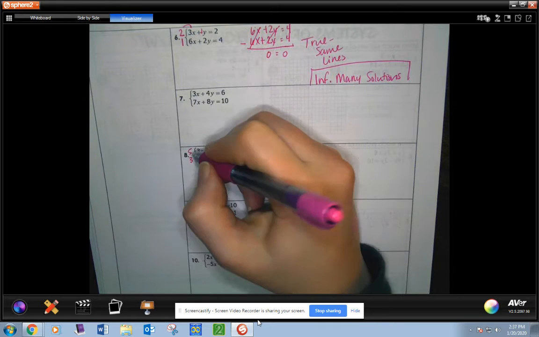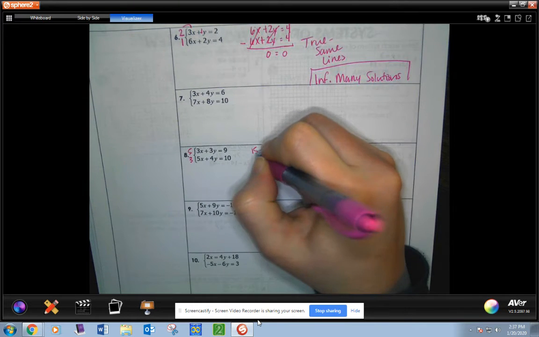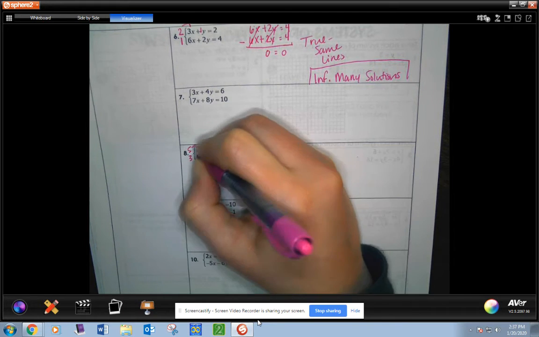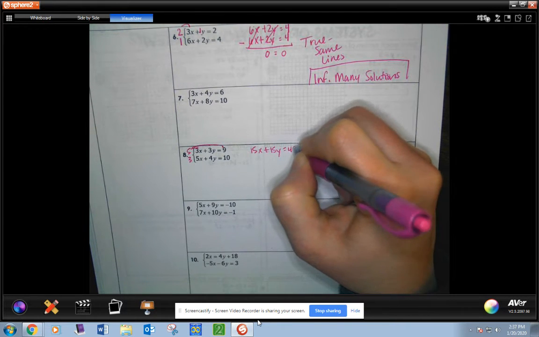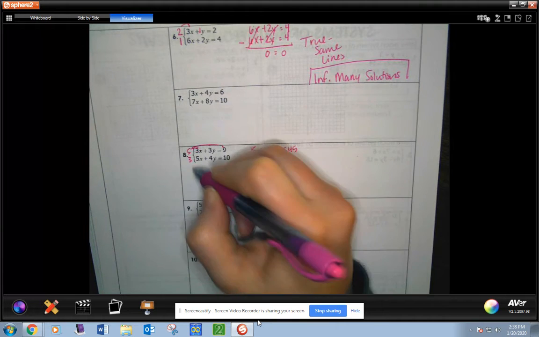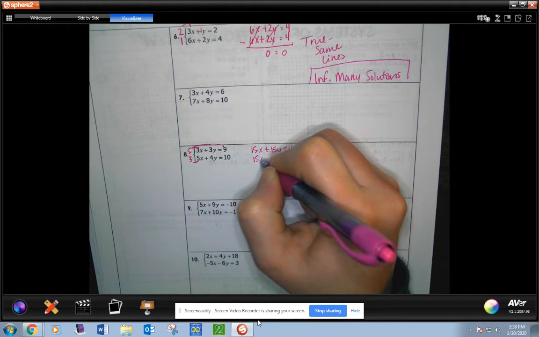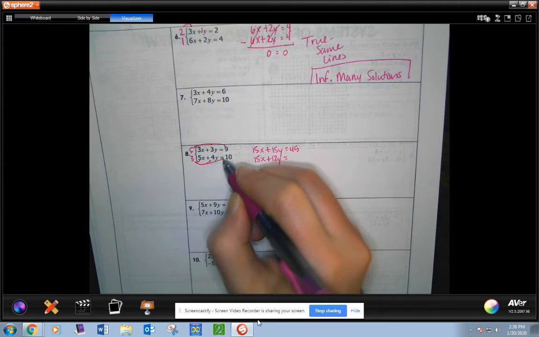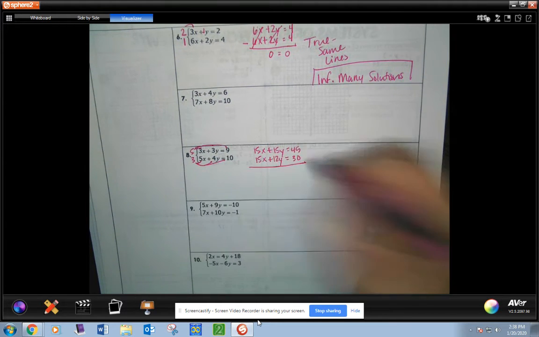It's okay. So 5 times 3x becomes 15x. 5 times 3y becomes 15y. And 5 times 9 becomes 45. 3 times 5x becomes 15x. 3 times 4y becomes 12y. And 3 times 10 becomes 30.